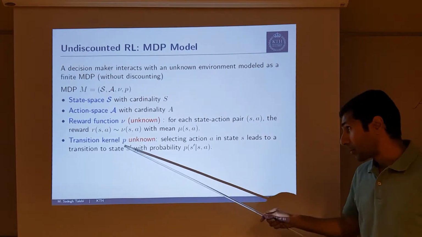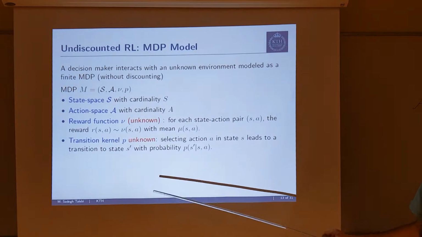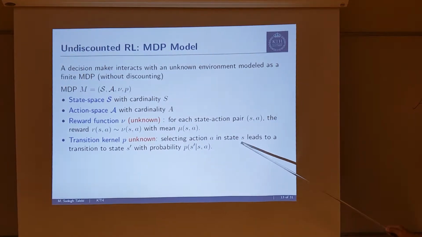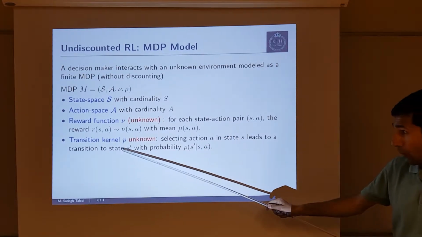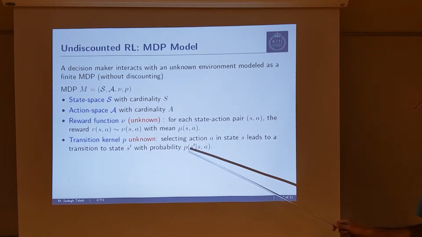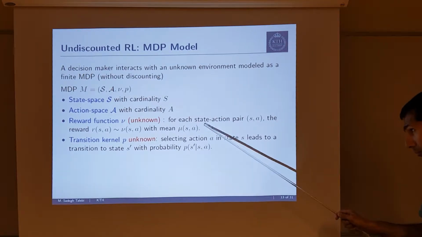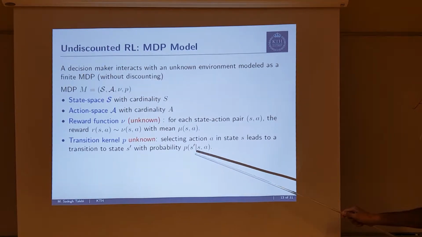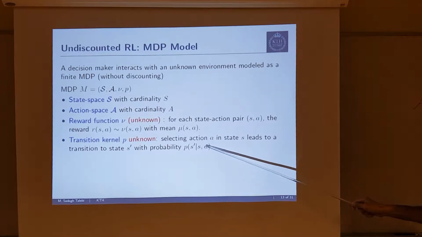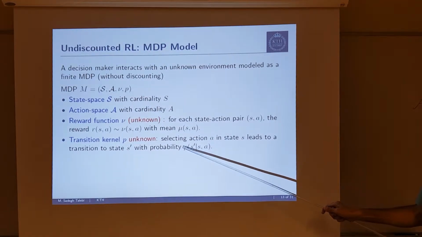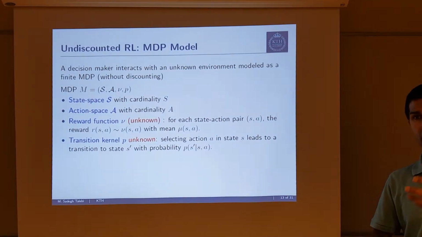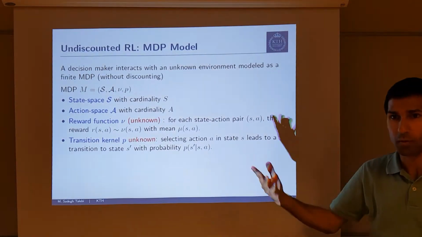We have the transition kernel P. This is a collection of transition probability distributions in the following sense. If you select action A in a state S, this leads to a transition to a state S prime with probability P of S prime conditioned on state S and action A. So this P of S prime given S and A is a probability vector. The sum of all these probabilities is 1, because either you stay in your current state or you move somewhere else, so it should sum to 1.